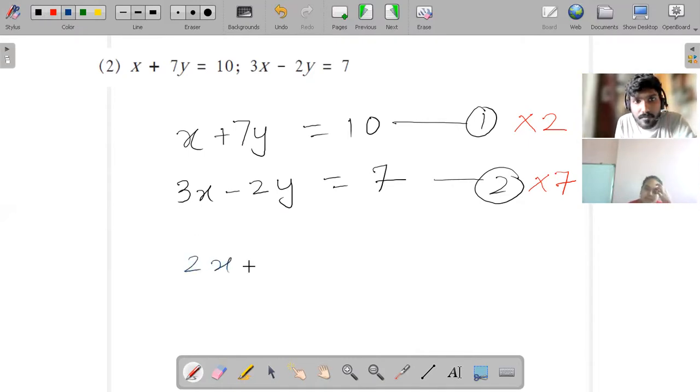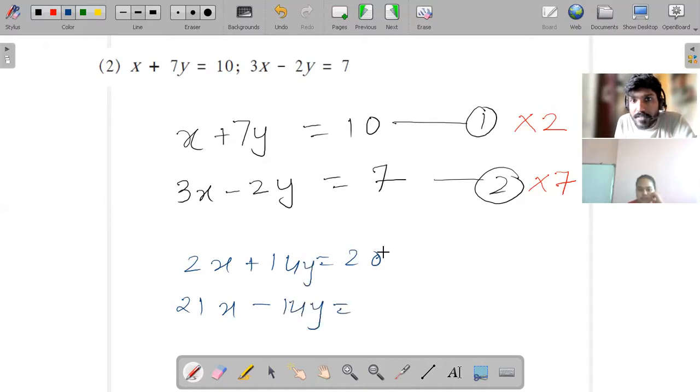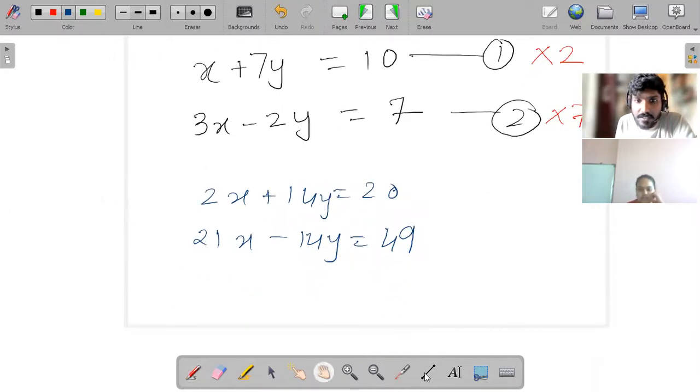2x plus 14y equals 20 and 21x minus 14y equals 14. Equal to 7 into 7 is, sorry, 49. Now what is getting cancelled? Plus 14 minus 14 cancelled. Can you complete this sum?